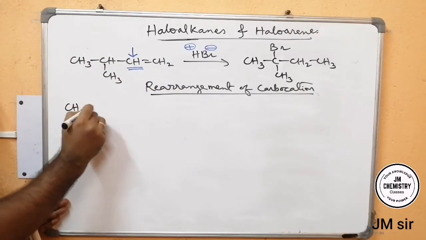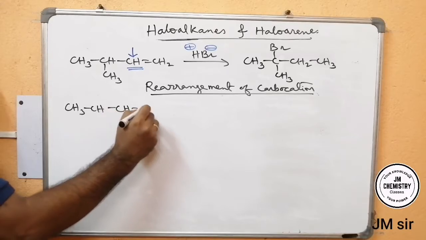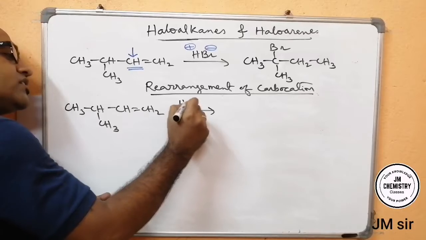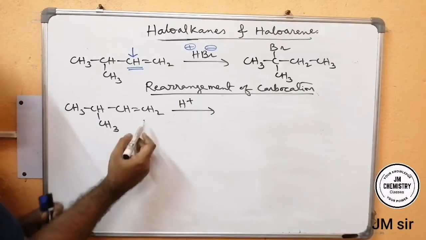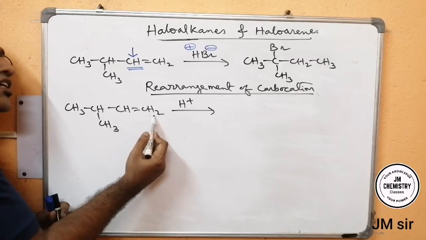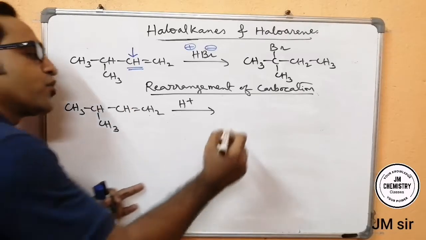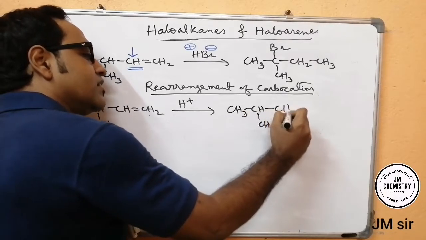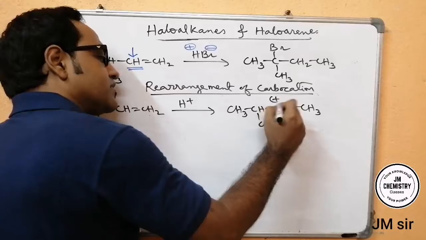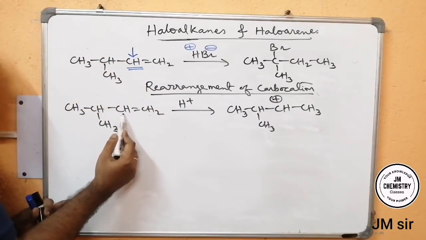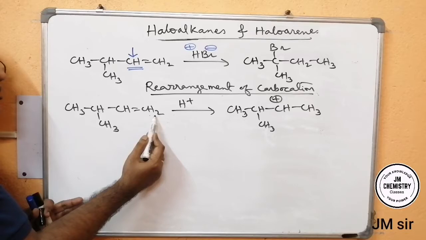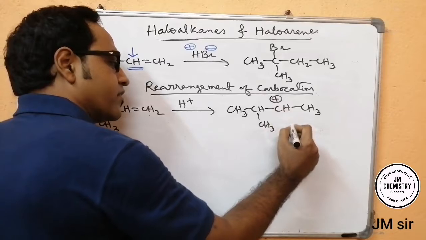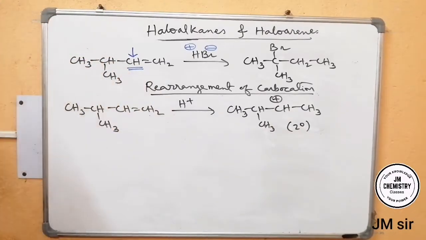So here also CH3-CH(CH3)-CH=CH2. The first step is the protonation step. Now the H+ ion will come to this carbon or this carbon. Definitely it will come to this carbon to produce 2 degree carbocation, CH3-CH(CH3)-CH-CH3 plus. If the H+ comes to the other carbon, the cation will be formed on the terminal, that is 1 degree. But 2 degree is more stable, so we will write the 2 degree one.